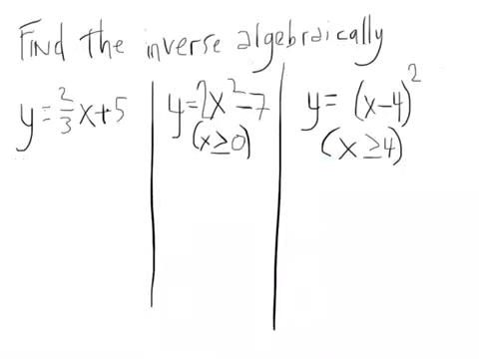Let's do a couple examples of finding the inverse algebraically. So I have these functions. Notice I have some limitations on the domain on these two functions. I'm doing these so that these are actually invertible, so the inverse is a true inverse, always undoes it. And I need to find the inverse algebraically.